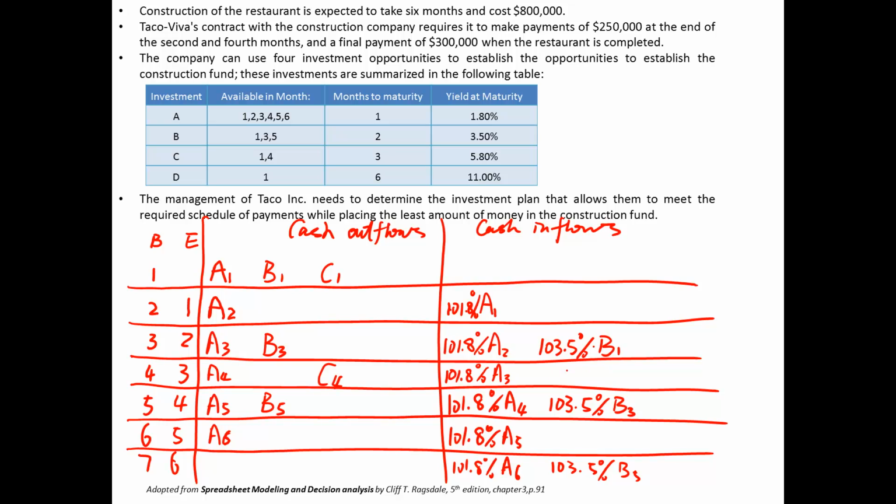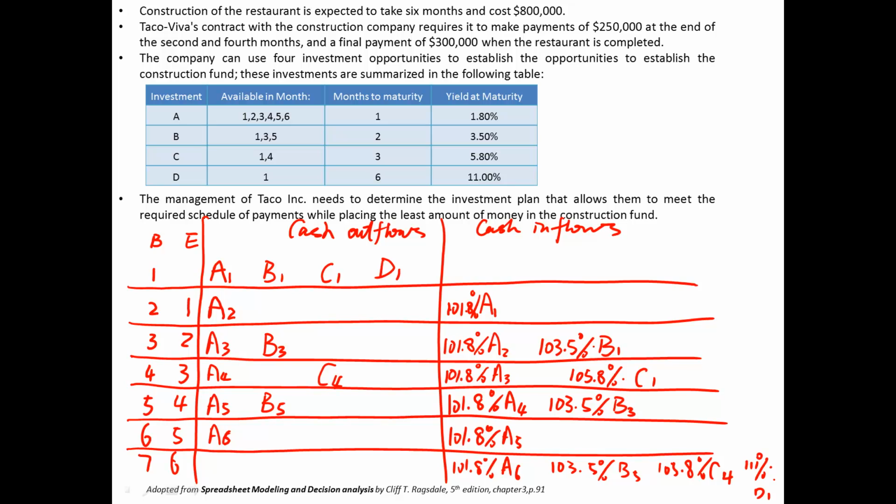So 101.8% and here 1.1. Oh, sorry, C4. Then D, you only invest one time, right? And you get 11%. So that's 111% times D1. So this is the table analysis of all the possible investments and their returns. Okay.